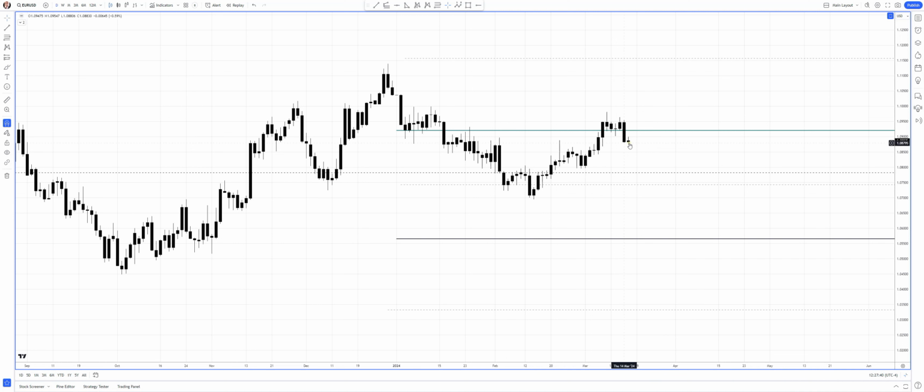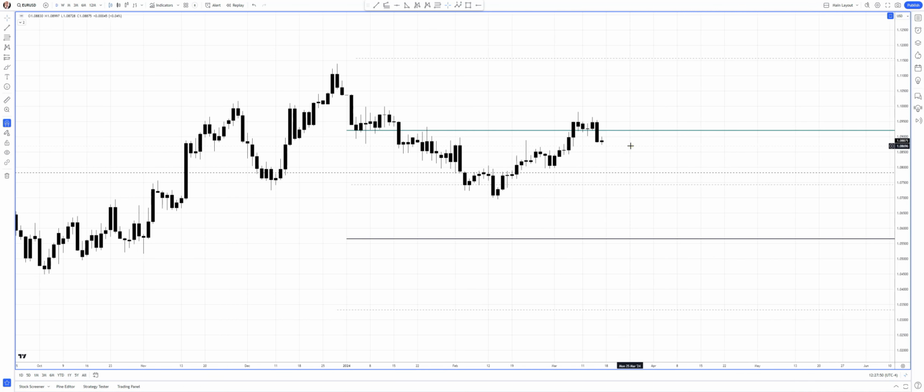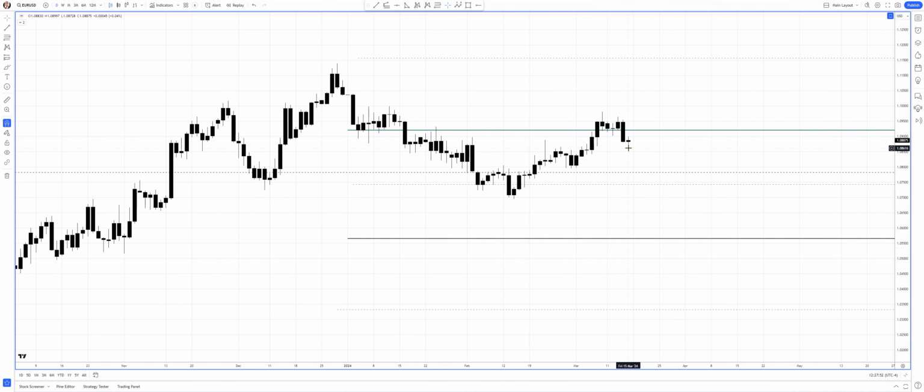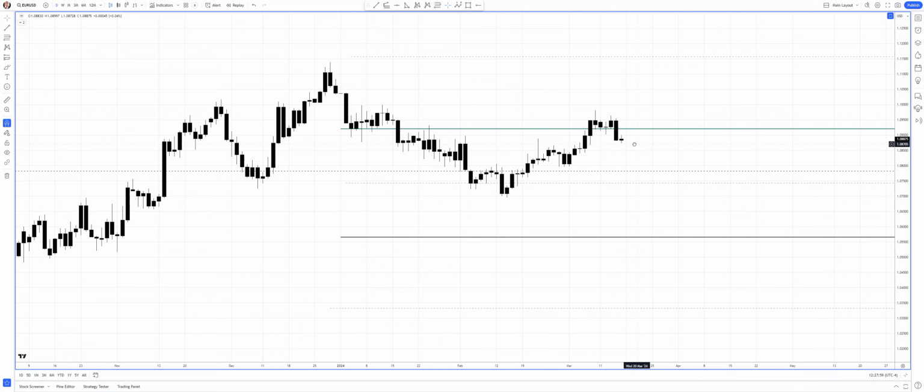Friday, we really closed... I would have liked to see a push down at least to 1.0850, but basically it didn't do anything. It ended up green, but pretty much flat, right? So that's where I'm holding on positions. I want to see what's going to happen this week.